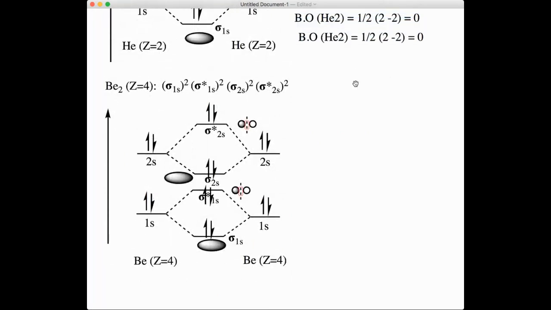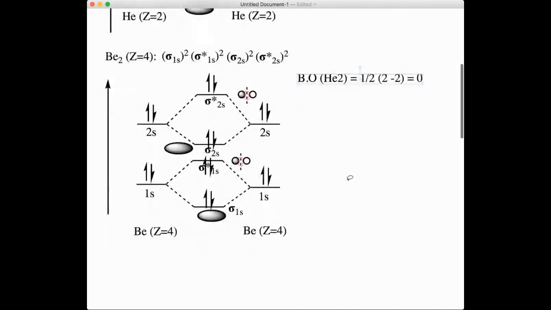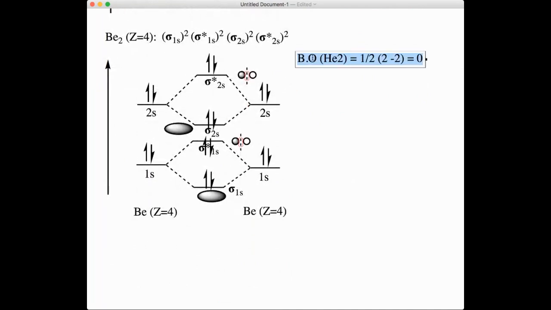Then the bond order is half of the electrons in bonding minus electrons in anti-bonding. So how many electrons in bonding orbitals do we have here, guys? 4. You have 2 here, this is a bonding molecular orbital, and this is 2 more. So that's 4. And we also have 4 in anti-bonding, 2 here and another 2 here. These are anti-bonding orbitals. So that makes for a bond order of 0.